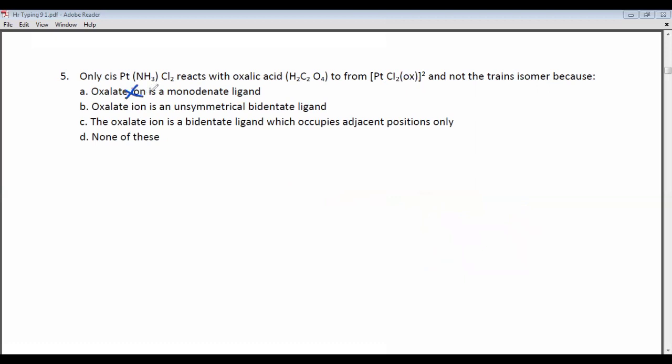Oxalate ion is... fine. This is a phenomenon, and what you're asked to find is the explanation. Oxalate ion is a monodentate ligand? No, oxalate ion is always a bidentate ligand. Oxalate ion is an unsymmetric bidentate ligand? No, oxalate ion is a symmetric bidentate ligand. These two are not the reason. The third one: oxalate ion is a bidentate ligand and occupies adjacent positions only. That's correct. It can't exist in the alternate opposing positions. It can exist in the adjacent positions only. Ready?